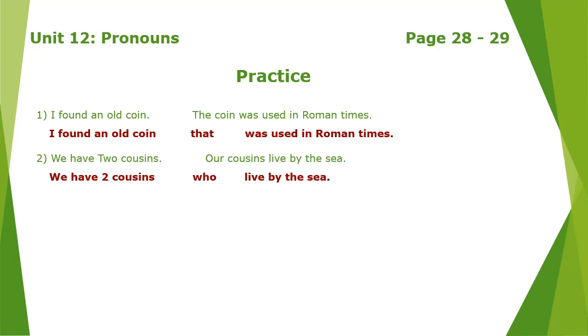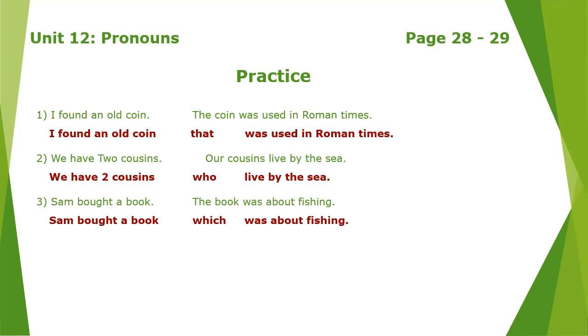So we have two cousins. I am talking about people here. Cousins اللي هم أولاد الخيران أولاد العم. So I am talking about people ناس. معناها هقول who. We have two cousins. الجملة الأولى زي ما هي. بعدين a relative pronoun which is who ولا which or that. So who لأنه أنا بتكلم عن ناس. And then the second sentence live by the sea. So we have two cousins who live by the sea.